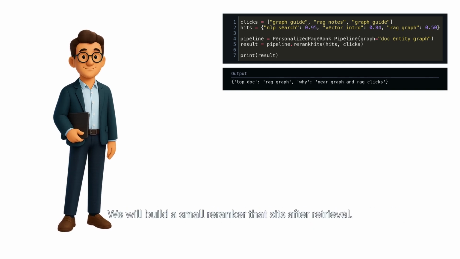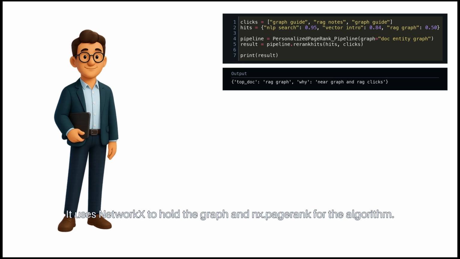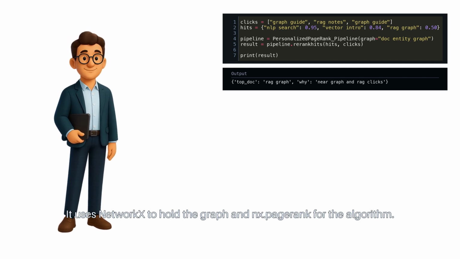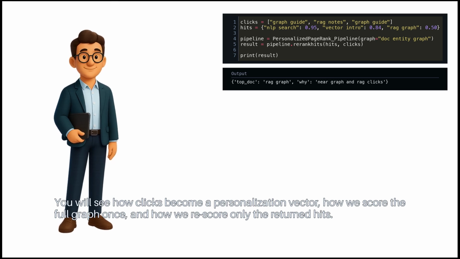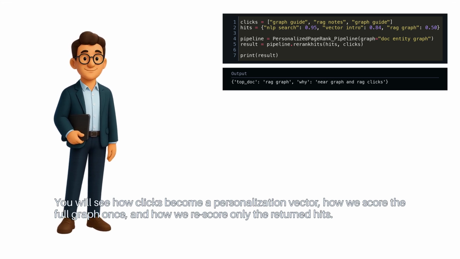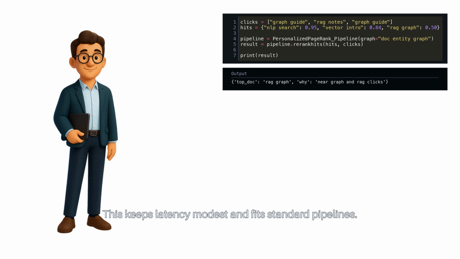We will build a small reranker that sits after retrieval. It uses NetworkX to hold the graph and nx.pagerank for the algorithm. You will see how clicks become a personalization vector, how we score the full graph once, and how we rescore only the returned hits. This keeps latency modest and fits standard pipelines.